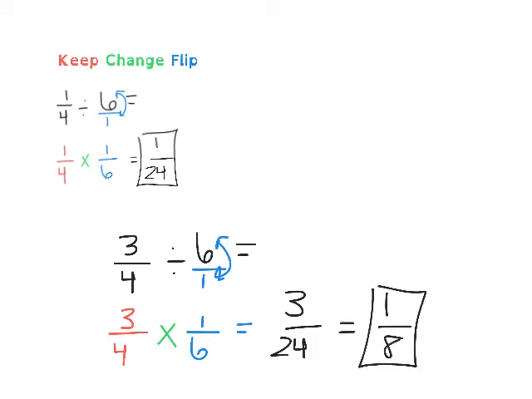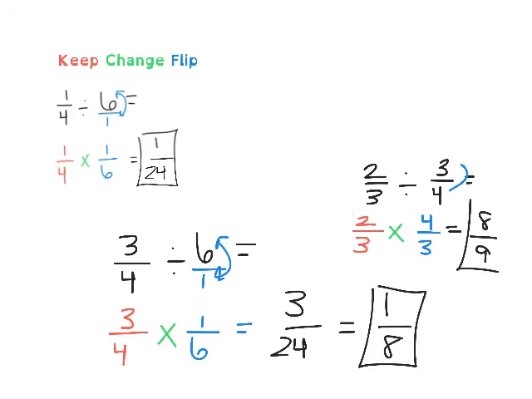Something else they would see in 6th grade would be division of two fractions. So it would be 2/3 divided by 3/4. Same thing: keep the first number the same, change the division sign to a multiplication sign, and flip the second number to be 4/3. Multiply across and get 8/9.